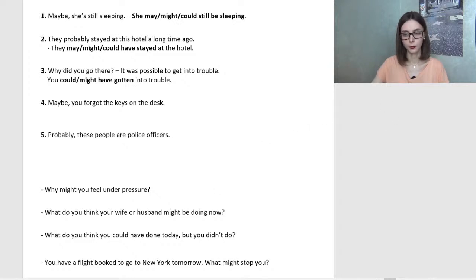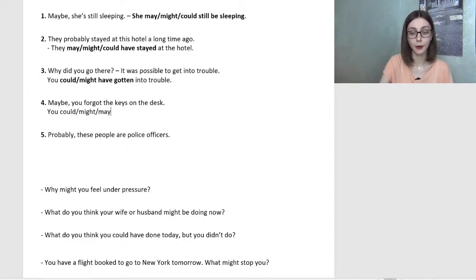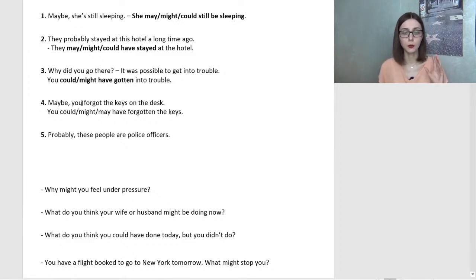So we have you could have forgotten the keys on the desk. Yeah, and this is the correct answer. You can say you could, or you might, or you may have forgotten the keys on the desk. So you could have forgotten, you might have forgotten, or you may have forgotten.